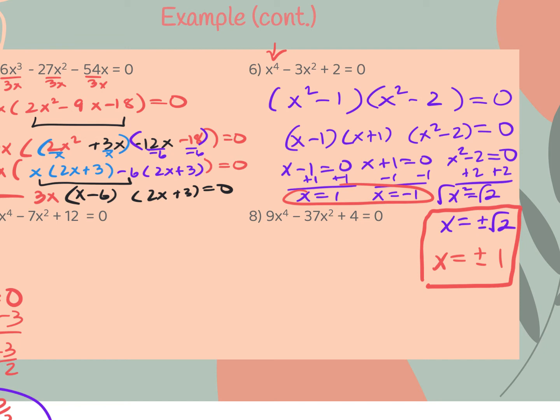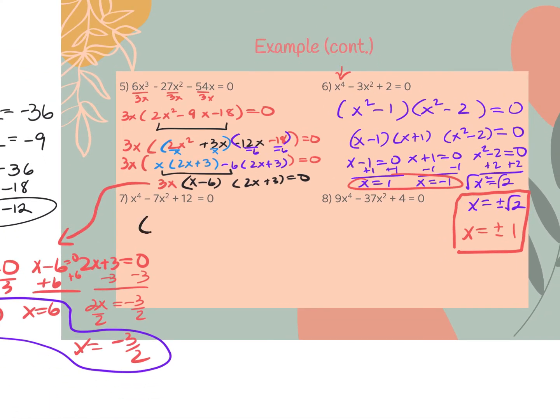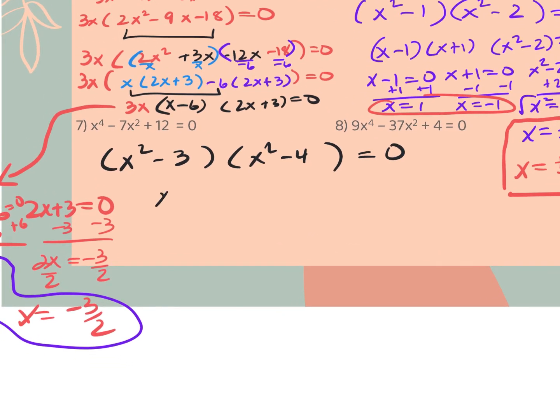Next one, I'm going to do exactly the same thing. So it's x to the 4th. So again, x squared times x squared gives me the x to the 4th. But then I need to look for factors of 12 that give me negative 7. And that's going to be negative 3 and negative 4. Again, the x squared minus 4 is the difference of two squares. So I can keep going on that one.